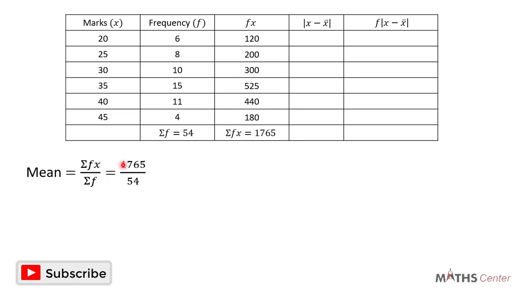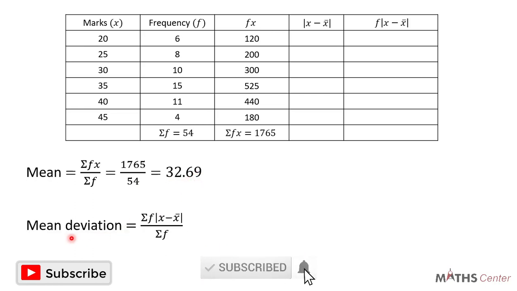So we can find the mean. The mean will be equal to 1765 divided by 54. And this will give us 32.69. We know that to get the mean deviation, the formula is sigma f times the absolute values of x minus the mean of x divided by sigma f. So we need to find the absolute values of x minus the mean of x. After that, we will multiply it by f. And that is what we have in the fourth column, the absolute values of x minus the mean of x. To get that, we will subtract the mean, which is 32.69, from the x values.